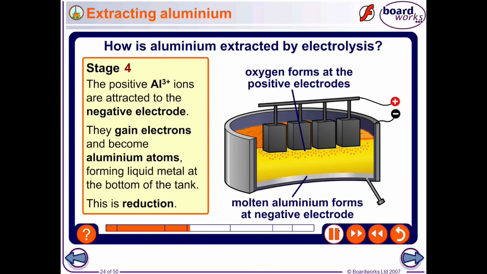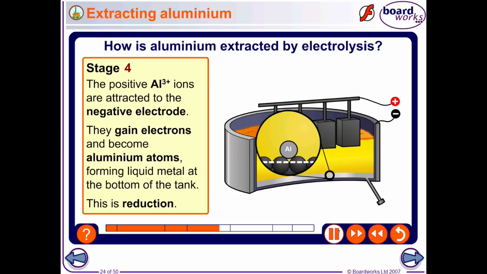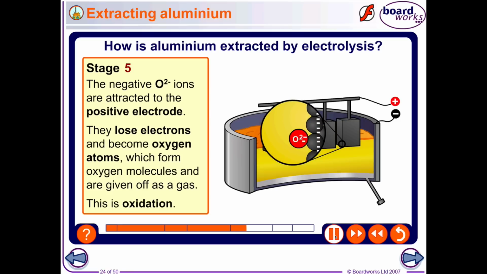And during this process, as we know, the metal, being positive, is attracted to the negative electrode where it undergoes reduction, it gains electrons. And also the oxygen, being a negative ion, is attracted up to the positive electrode where it loses electrons, and that is oxidation.